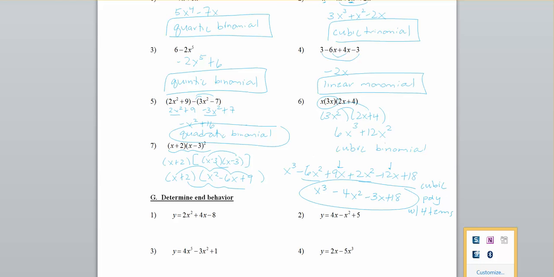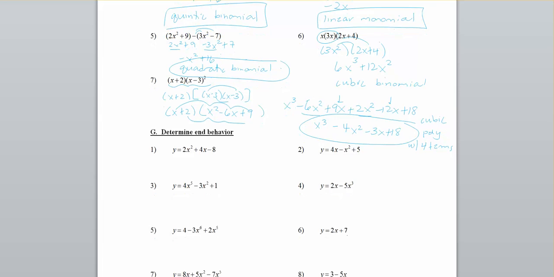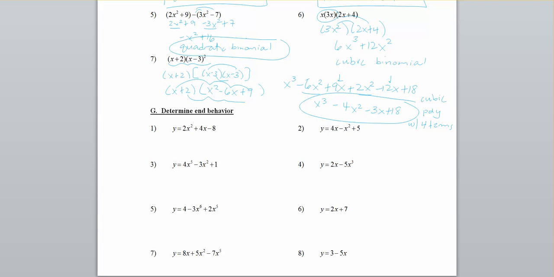All right, last section is determining the end behavior, and this gets super easy once you understand the even and the odd powers. So what I mean by that is, let's look at number 1. This is 2x squared, all right? If it's 2x squared, it's a squared power, it's an even power. Any even powers, when they're positive, are like your parabola. So this would be end behavior of up, up.